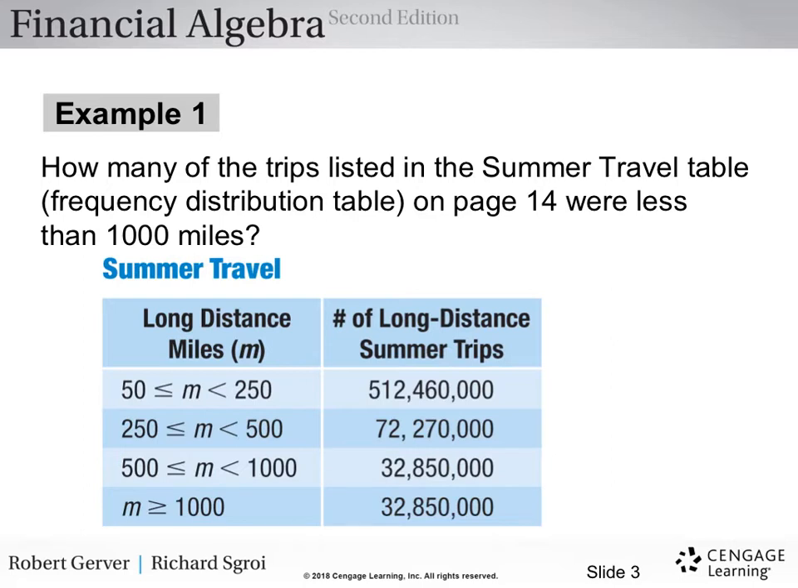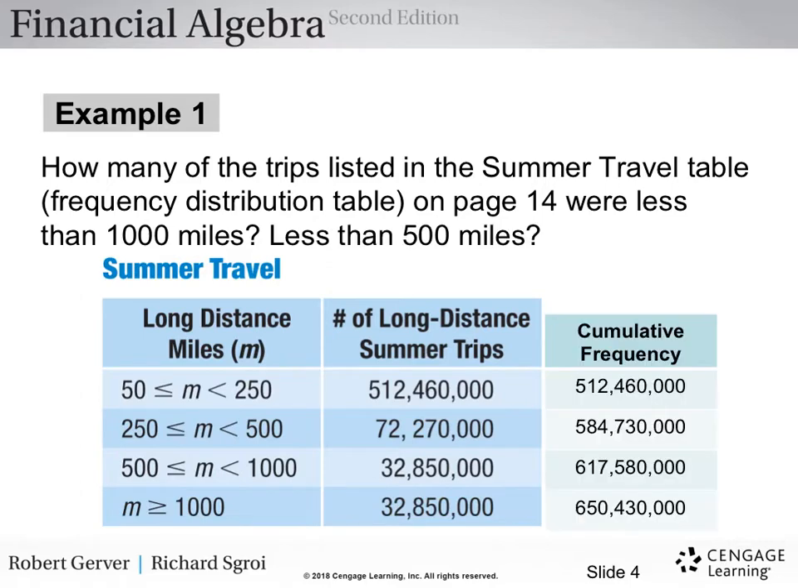In order to find the answer to our question, we're going to have to add another column. The column we added is the cumulative frequency column. And basically, how do we figure this out? The first row is pretty straightforward. The number between 50 and 250 is 512,460,000, and we just bring that directly over.